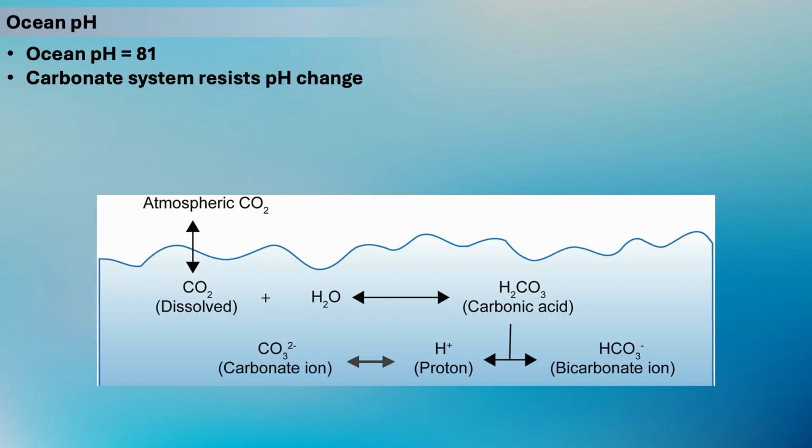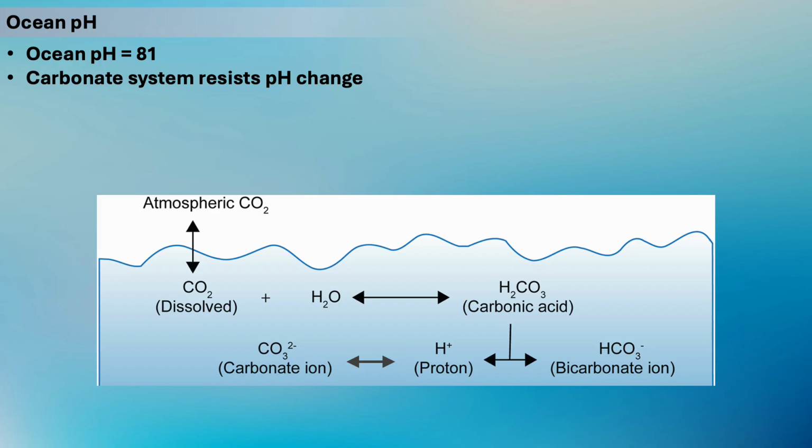Seawater is slightly basic, with an average pH of 8.1. This value reflects the balance between dissolved carbon dioxide and the buffering capacity of seawater. Seawater resists rapid changes in pH because of buffering. The carbonate system can absorb or release hydrogen ions depending on conditions, preventing extreme shifts in acidity.